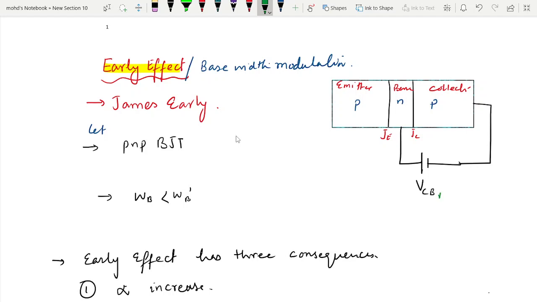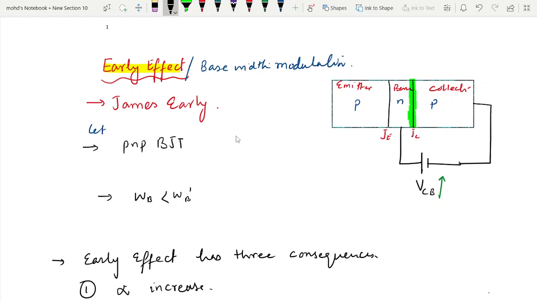Now, when the reverse bias voltage is further increased, the depletion width at the collector junction increases. Now, since the base region is lightly doped compared to the collector region, in a BJT the emitter region is highly doped, the collector region is moderately doped, and the base region is lightly doped.